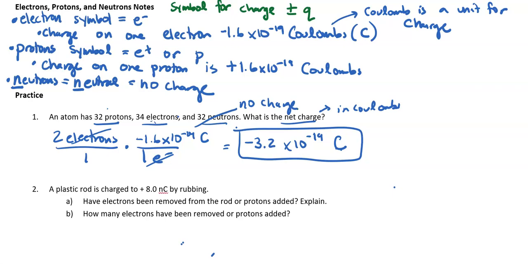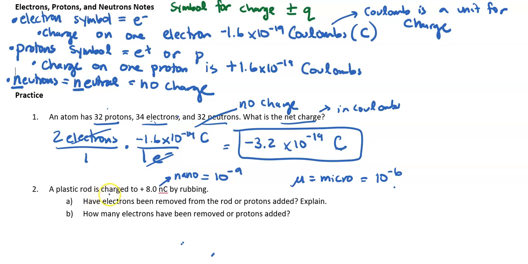Okay, let's try another example. We have a plastic rod that's charged to 8 nC by rubbing. The n right there stands for nano. Nano means 10 to the negative 9. Another symbol we often use in different problems is mu, which is micro, and stands for 10 to the negative 6. I think of nanotechnology, that's pretty small technology. Micro something is pretty small as well. So these are very small numbers we're dealing with.